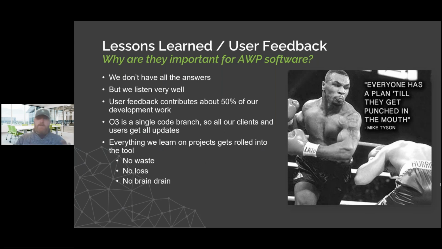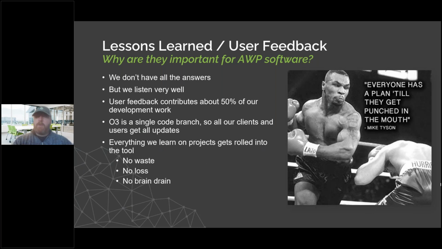So each of our clients, everybody has their own site, everybody's data is secure, but everybody's working on the same version of O3. So what this means is if we get a good idea from one client, we develop it, and that gets rolled out to everybody. So each client that provides us with ideas and feedback, we incorporate those into the software and provide all of that to everybody that's using it. What this means is project to project, client to client, we have no waste, no loss, and no what I always refer to as brain drain.